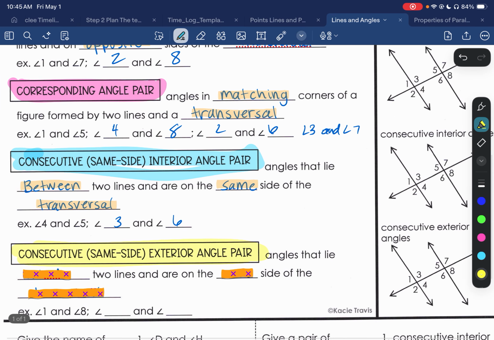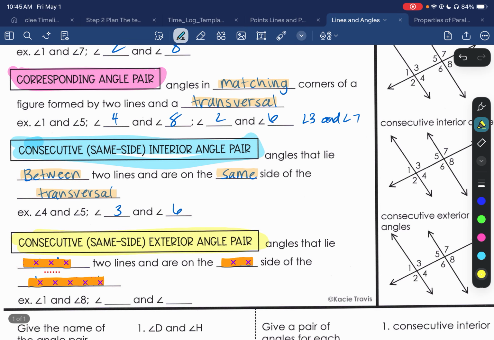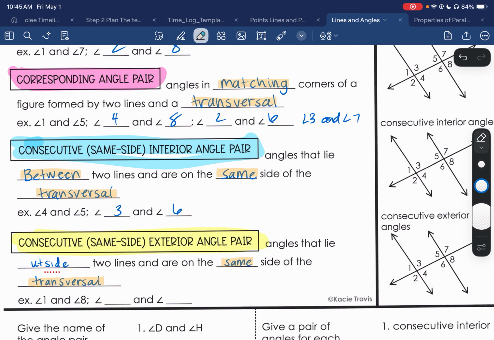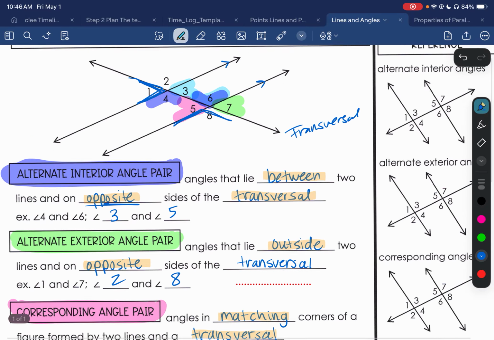All right, lastly, what do we have? We got consecutive exterior angles. Consecutive, sorry, this is not supposed to be outside. Ooh, these were not working. All right, consecutive exterior angle pair, basically the same thing. Consecutive means same side, exterior angle pairs.